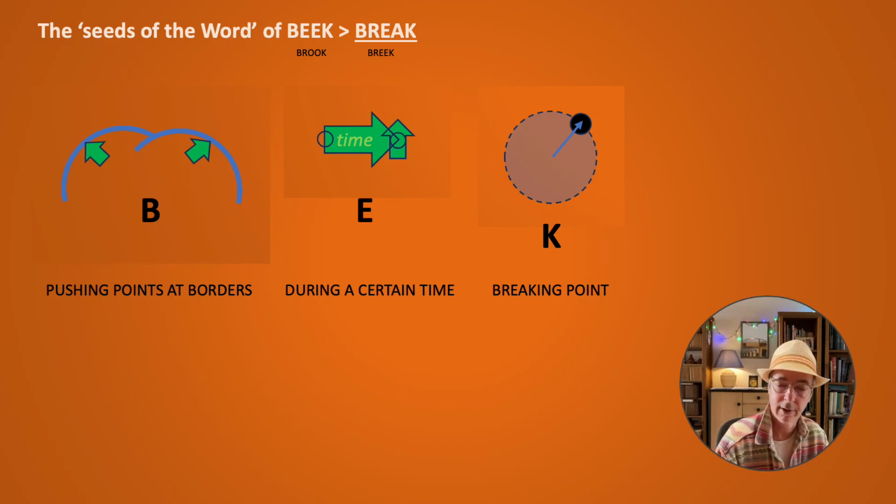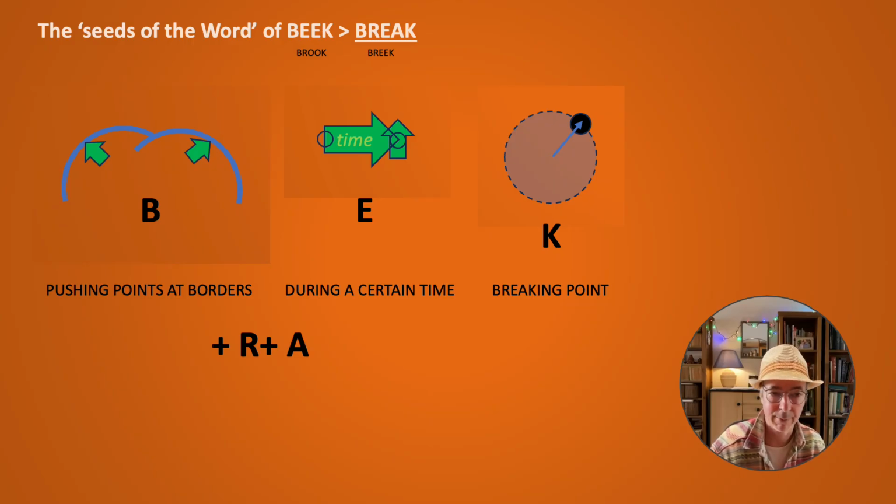But okay, we're already having an extra word. Well, let's go to break now. For break, we need an extra letter. So we have already the B, we have the E, the B, which is pushing the points, 2 points at the border, E during a certain time, and a breaking point. We will need an extra letter, which is the letter R, plus A, of course. The A will be needed as well here compared to the Dutch word that we had before of beek.